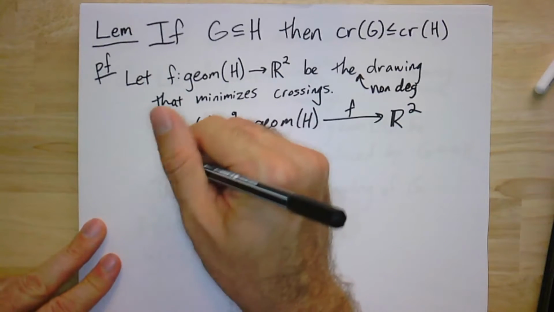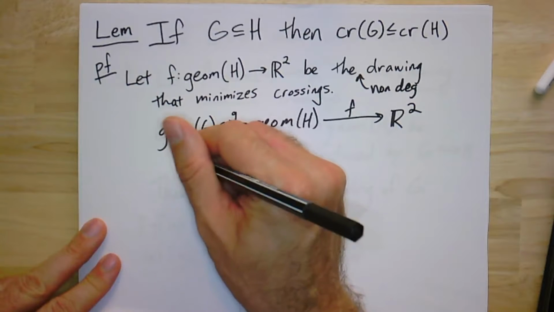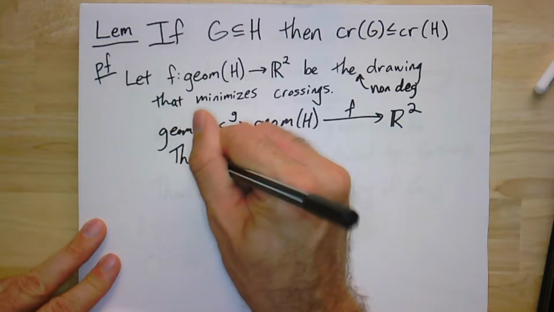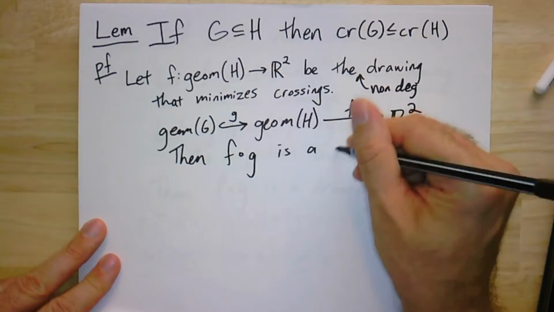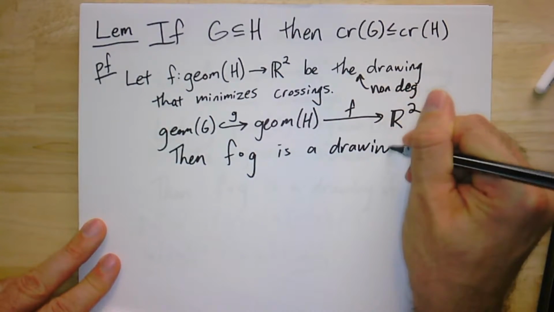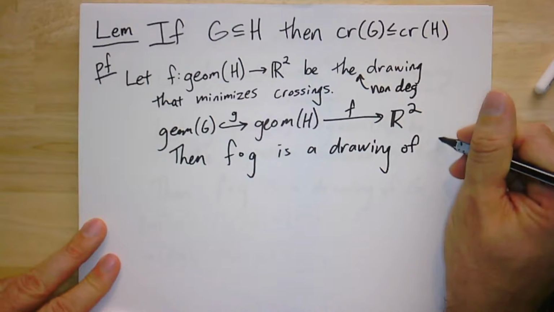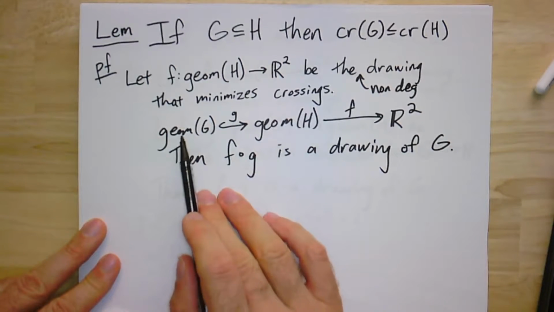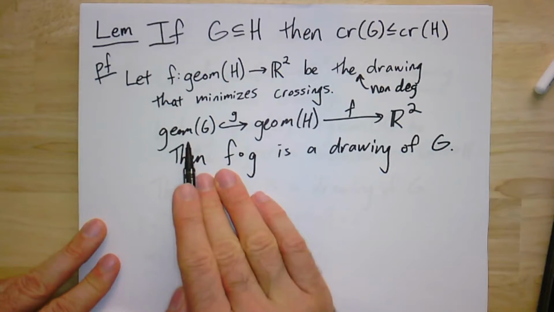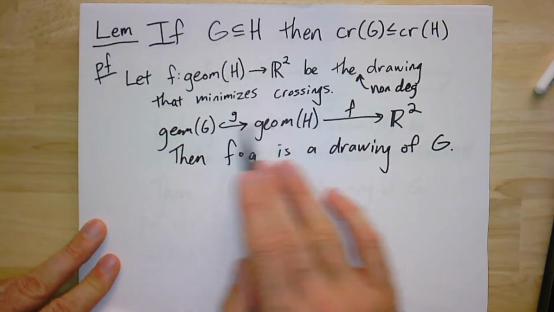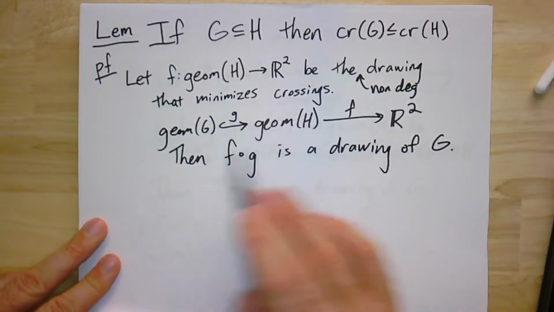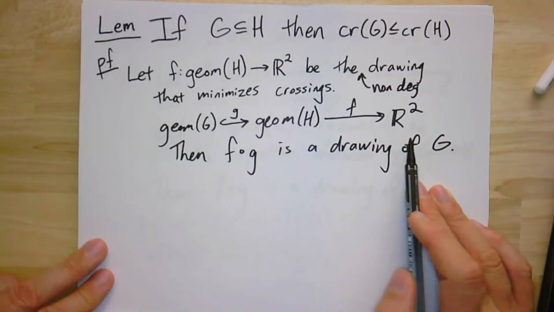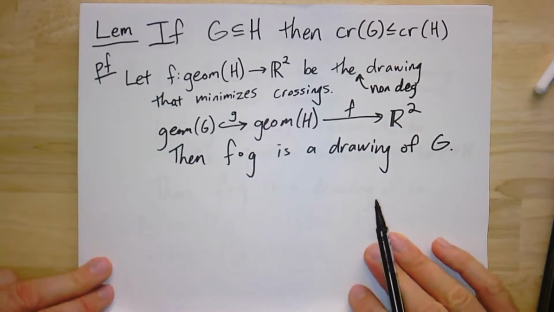And now my claim is that first, F composed with g is a drawing of G. That should be clear here. I just take the geometric realization of G, apply g, then apply F, and I land in the plane. This is continuous, so the whole thing is continuous, then it's a drawing.